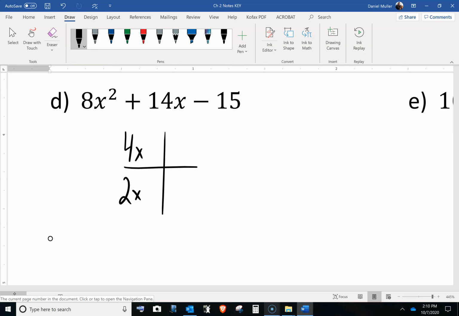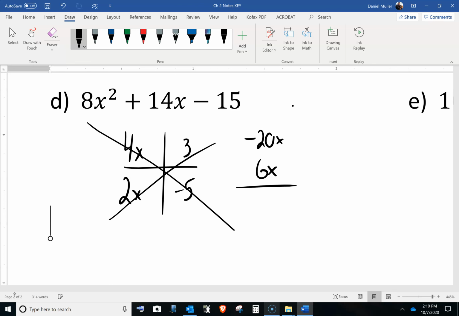And then I need a negative 15. So it's a 1 and a 15 and a 3 and a 5. So I'm going to try 3 and a 5, and one of them has to be negative. I don't know. I'm just going to do that. So what do I get? I get a negative 20x and a 6x, which if I were to add them, there's more negatives than there are positives, so the negatives will win, and there will be 14 more. Oh, that's really close. I can't believe that. That's really close, but it's not. I need a positive 14.